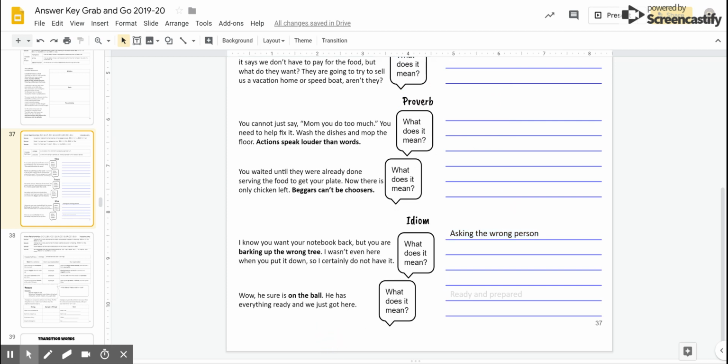And where does that come from? It comes from dogs. If a dog were trying to find something and it's standing at the base of a tree and barking up at it, indicating that whatever they want is in that tree, that would be where barking up the wrong tree comes from.